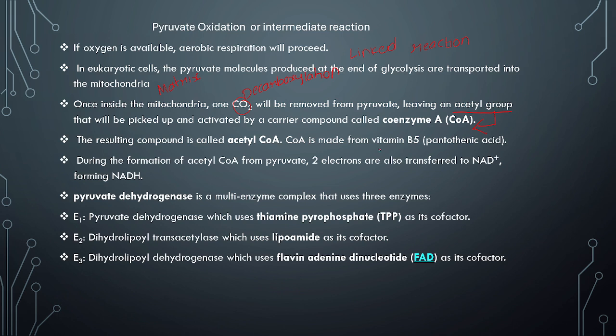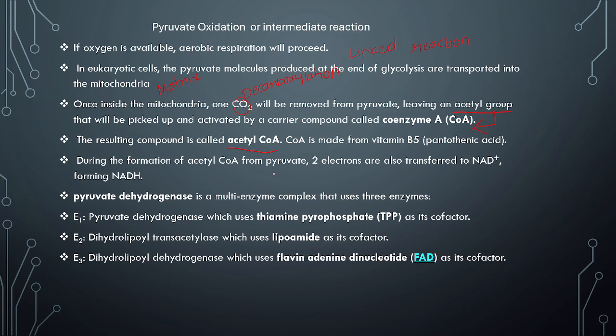Coenzyme A is made from vitamin B5, that is pantothenic acid. The acetic acid formed by decarboxylation is added to coenzyme A and forms acetyl coenzyme A. During the formation of acetyl coenzyme A from pyruvate, 2 electrons are also transferred to NAD+.